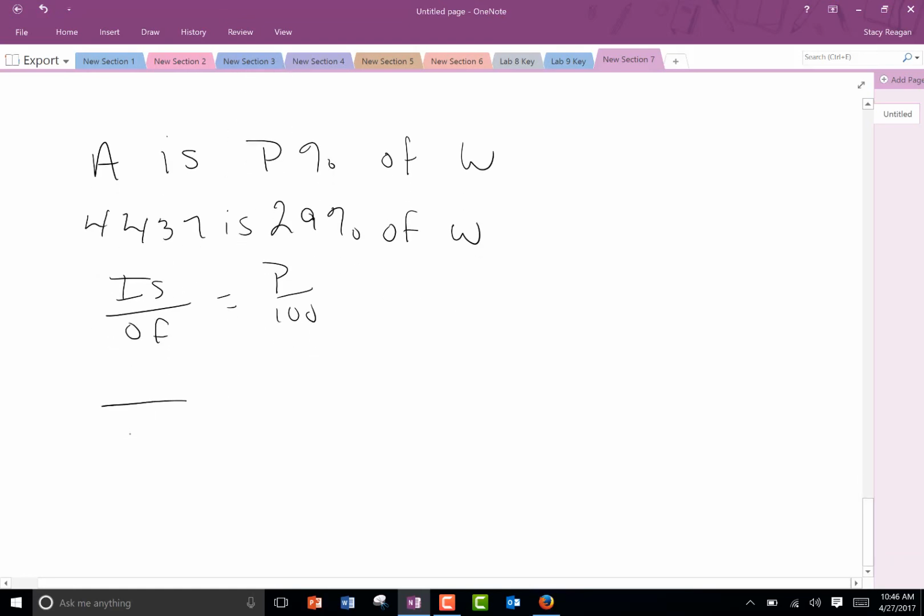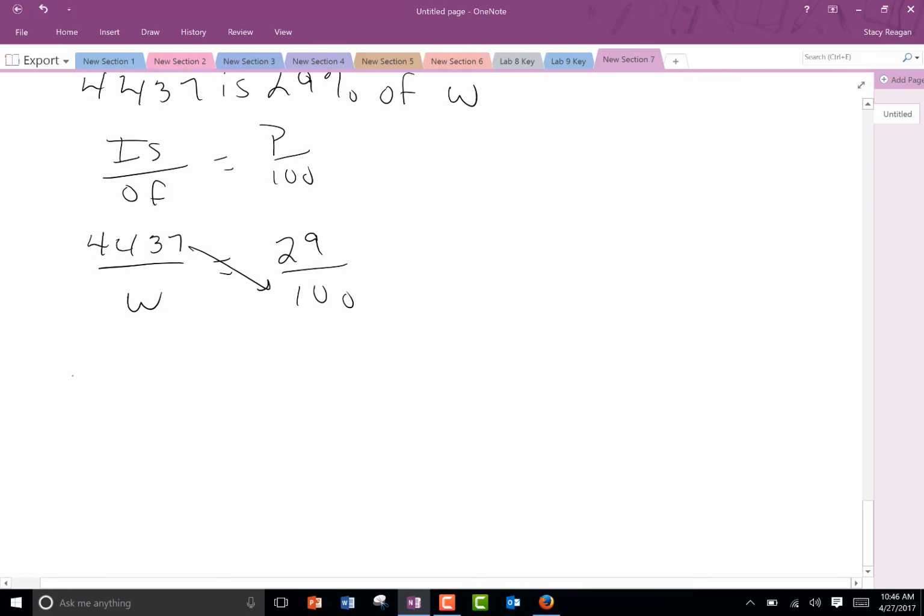So we have of is the W. We know the percent. We know the word around is. We know the number around is, so we can do 4437 times 100. So that's 443700. 29 times W is 29W. Divide both sides by 29. And I get that W is $15,300.